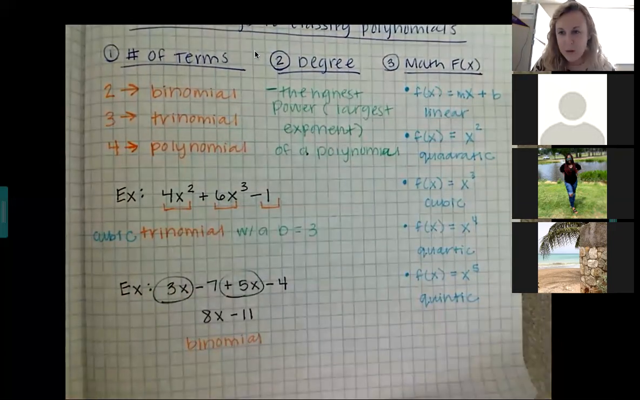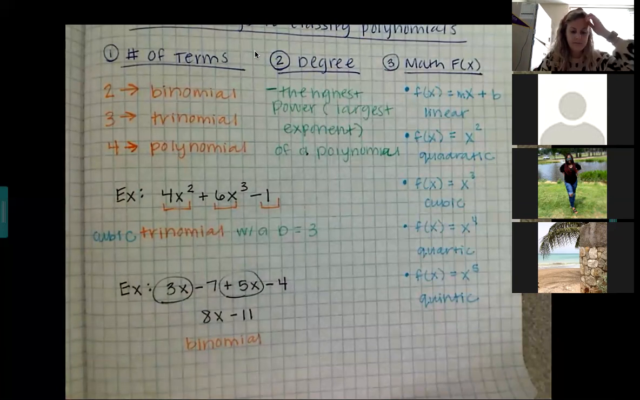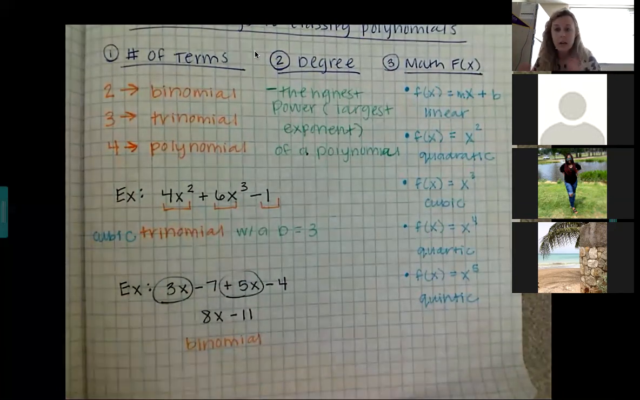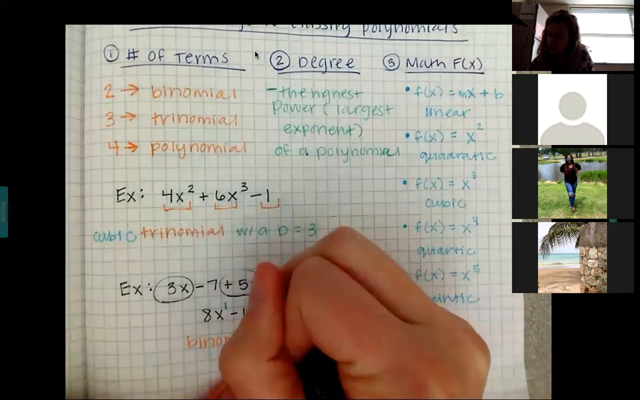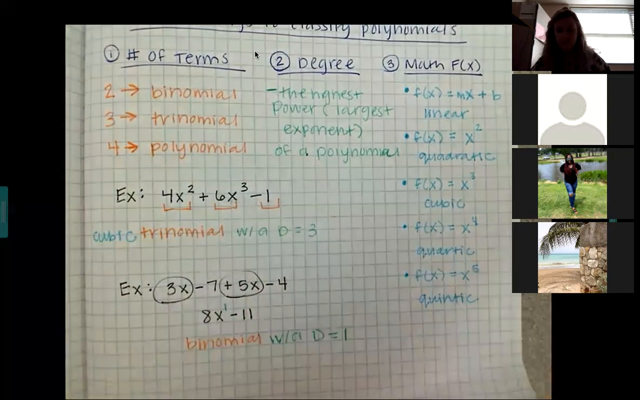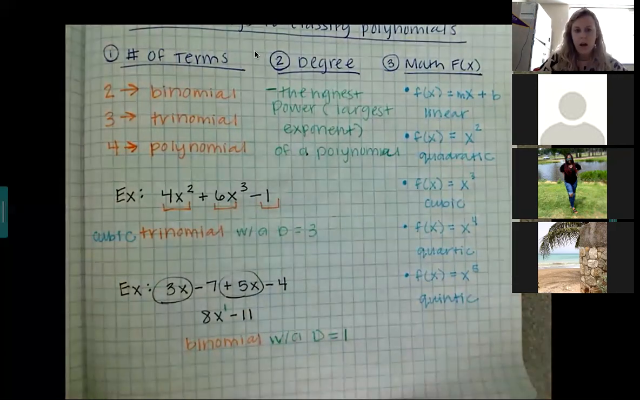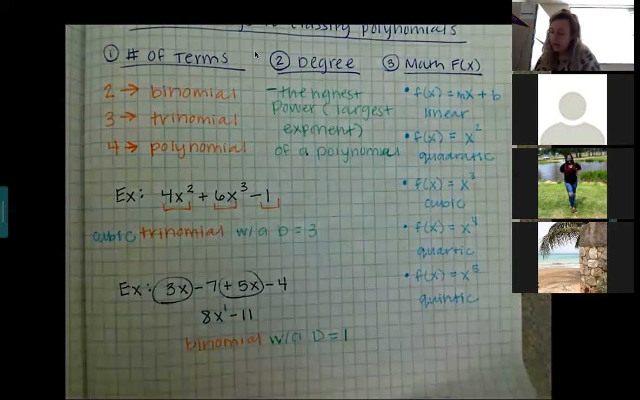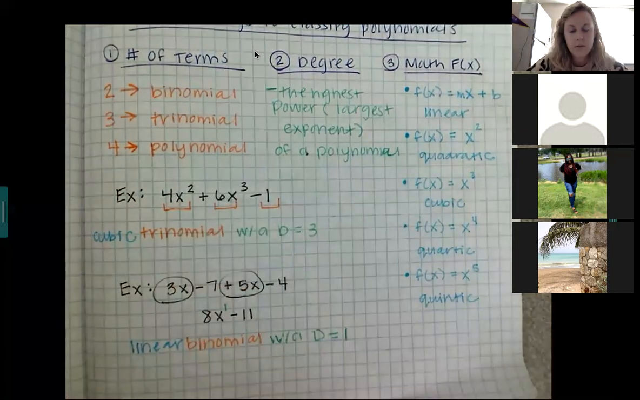Was that my Nazaria? Yes. You remember doing this last year? Yes, binomial. What's the largest exponent y'all see? 1. Good, don't say there isn't one. Remember, this x has an understood exponent of 1. We just talked about that last lesson. So binomial with a degree equal to 1 is what you should have gotten. And then since the exponent's just a 1, what kind of math function does it look like? Linear. So this is a linear binomial with a degree of 1. Does that make sense?